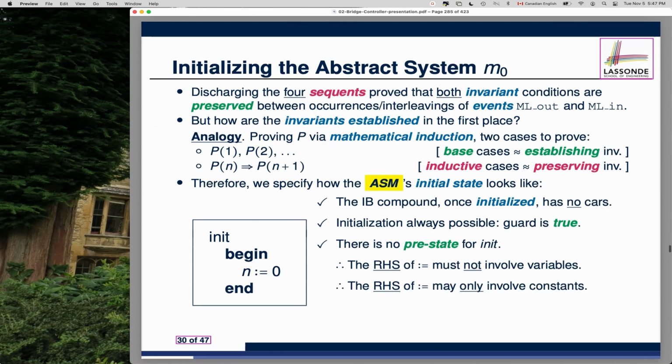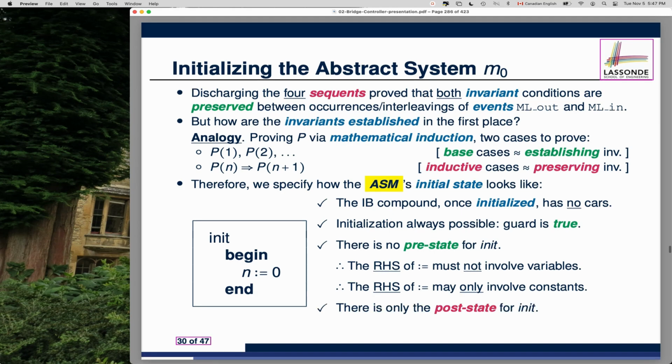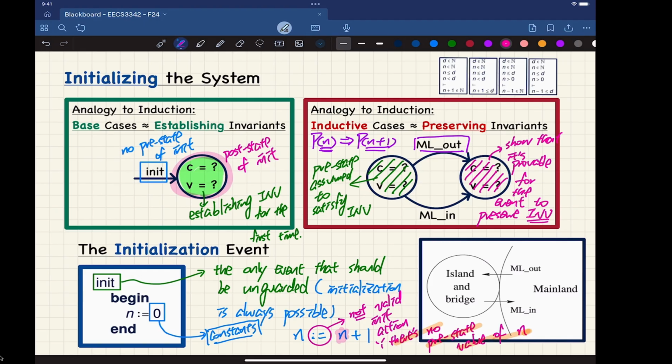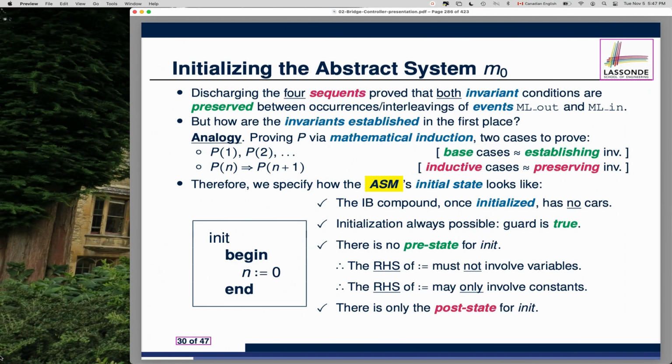Okay? So far, still straightforward. Only involve constants, what I just said. There's only post-state for the init. You can see that these are the post-states of the init. All right, so that's what you need to know about the syntax for init.